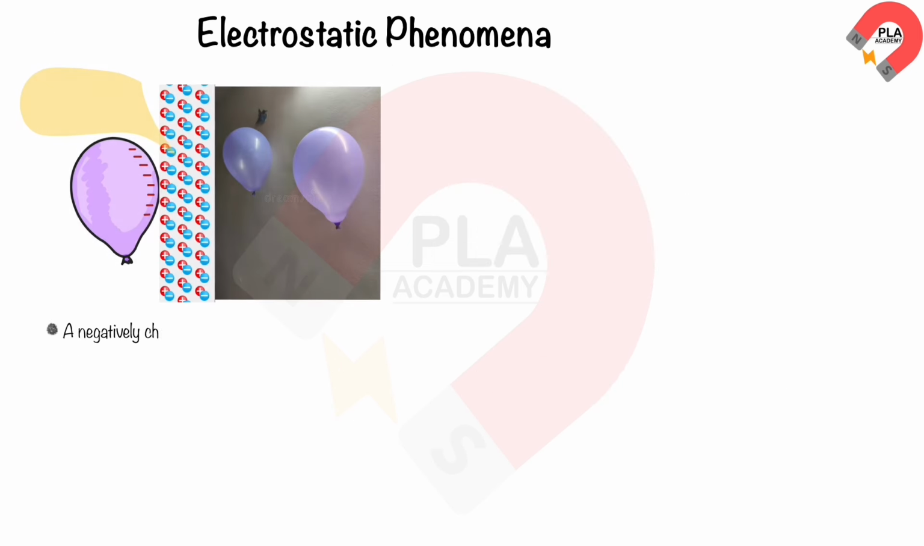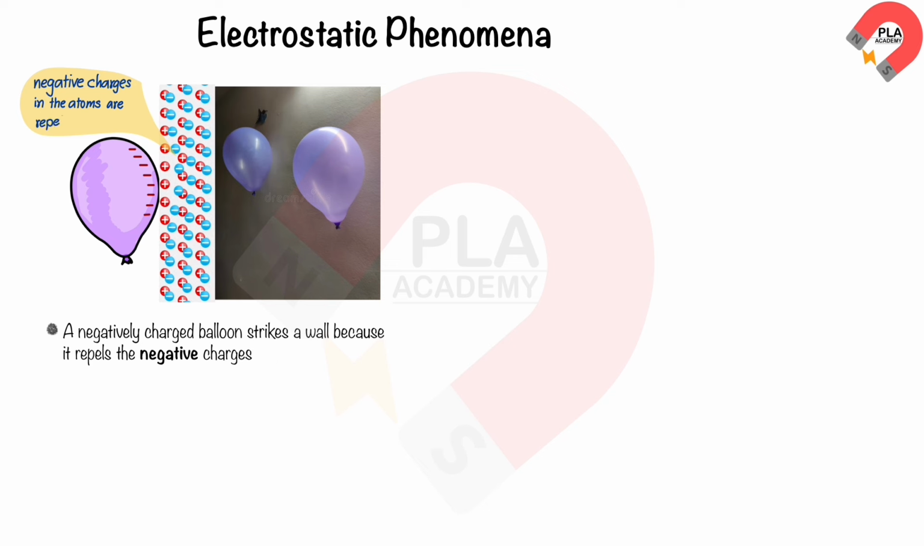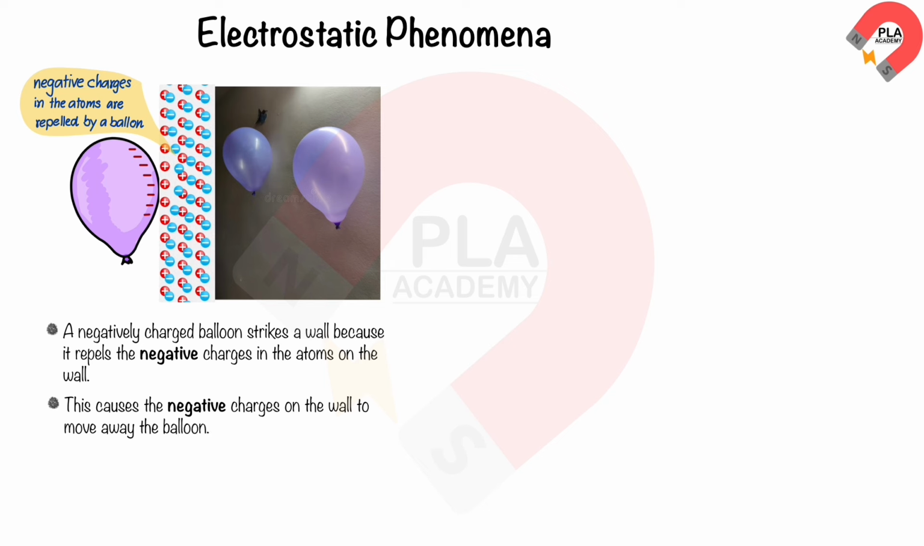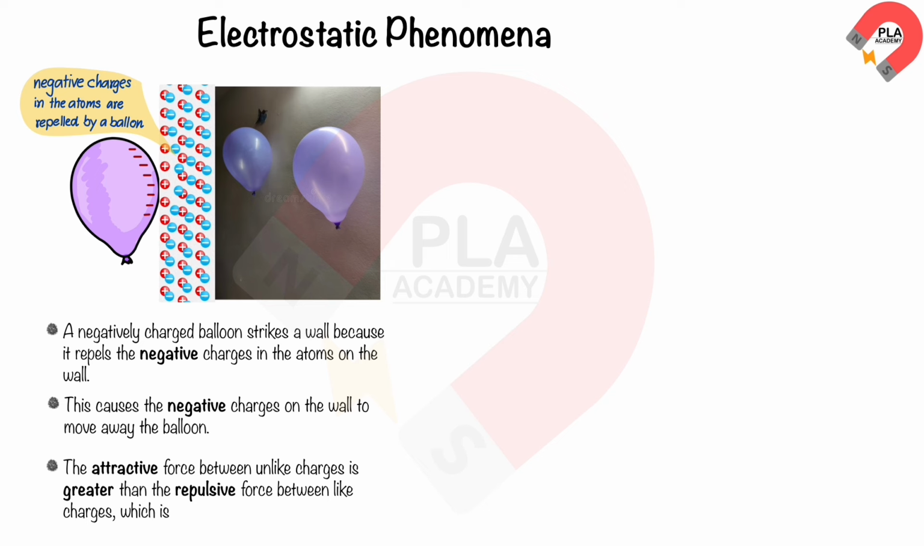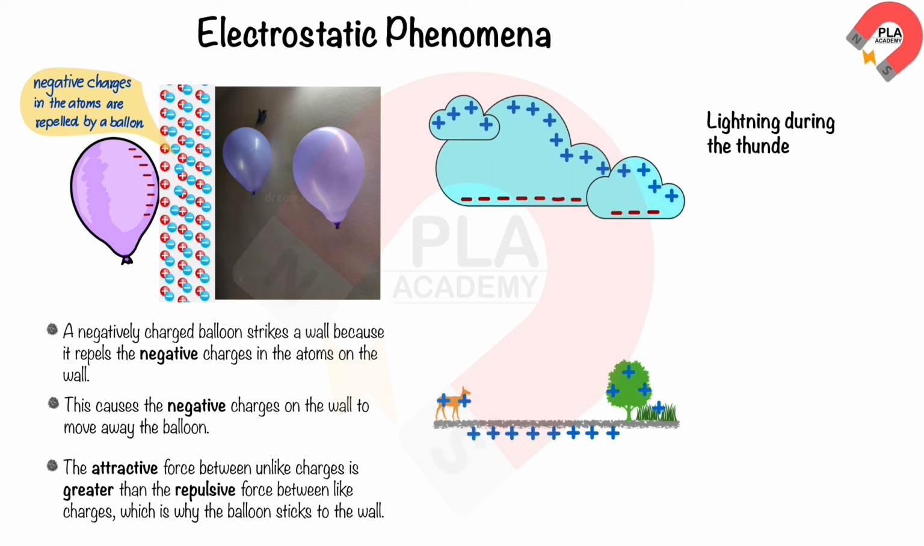A negatively charged balloon strikes a wall because it repels the negative charges in the atoms on the wall. This causes the negative charges on the wall to move away from the balloon. The attractive force between unlike charges is greater than the repulsive force between like charges, which is why the balloon sticks to the wall. Lightning during a thunderstorm.